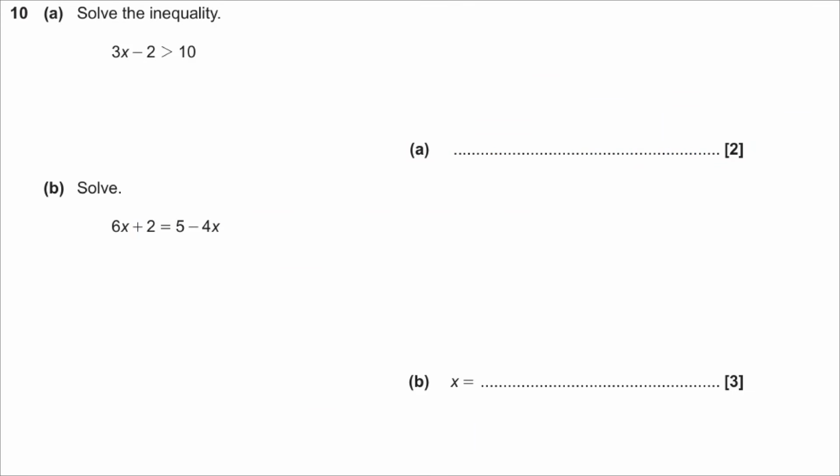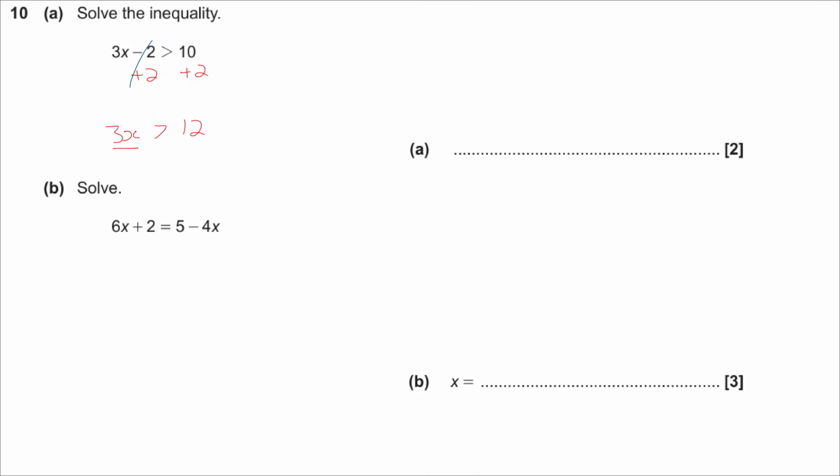Question 10a, solve the inequality. So when you solve an inequality, you solve it the same way that you solve an equation. Just pretend that was an equal sign, but you manipulate it in the same way. So you want to begin here by adding on 2 to both sides, because then the 2's are going to cancel. They're opposite. So on the left-hand side, you've just got 3x left over, being greater than 10 plus 2, which gives you 12.